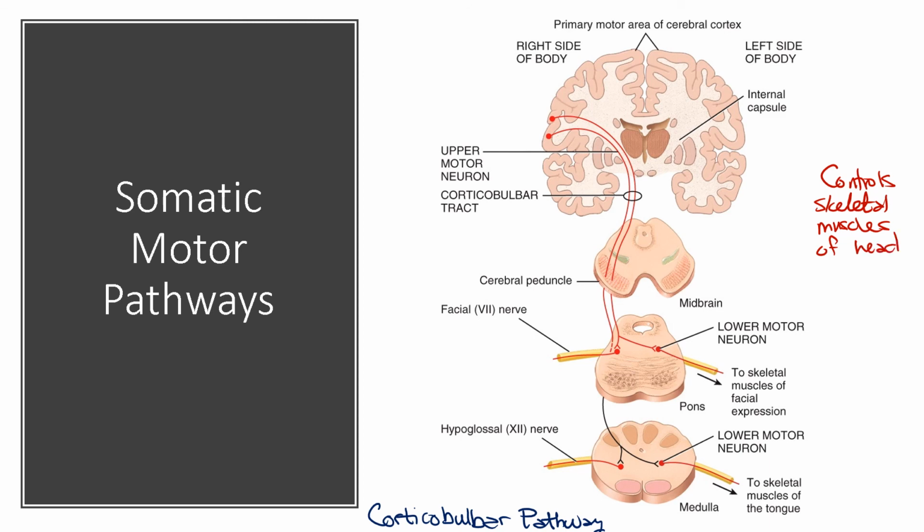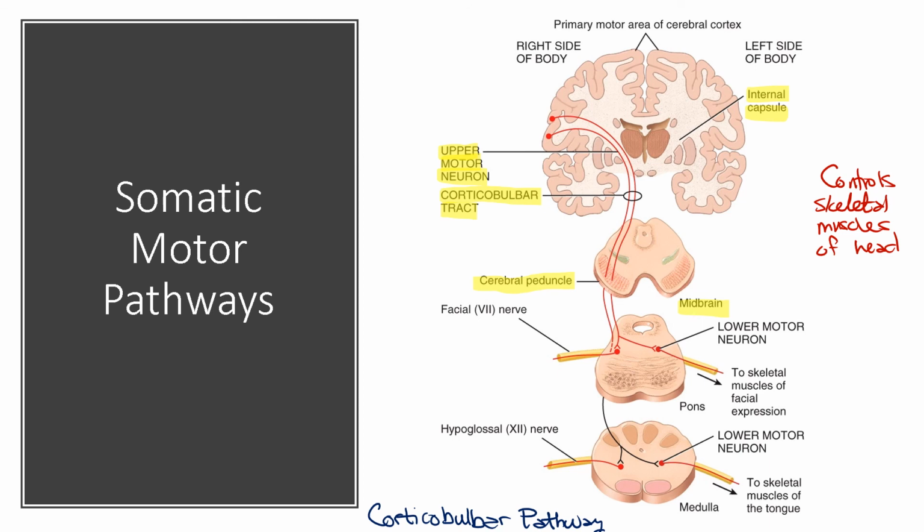So axons from the upper motor neurons up here, these are going to come from the cerebral cortex, and they're going to form that cortical bulbar tract, which descends along with the cortical spinal tracts through the internal capsule. This is the internal capsule of the cerebrum, and then it also travels through the cerebral peduncle in the midbrain. So the cortical bulbar tracts follow along with those cortical spinal tracts through this pathway.